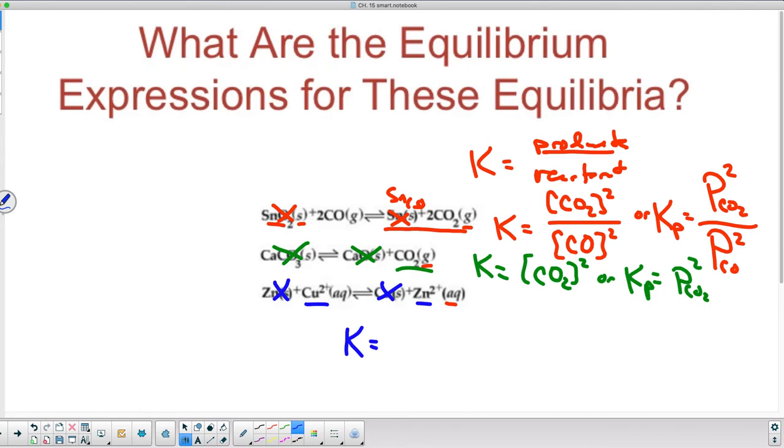So here K equals products over reactants. So I have the concentration of Zn with a +2 over the concentration of Cu with a +2, like that. And that's it. We don't consider the other ones that have the solids. So pure solids and pure liquids do not show up in this. Gases and aqueous solutions do in the big K equation. Okay? So let's keep going and see what we've got.